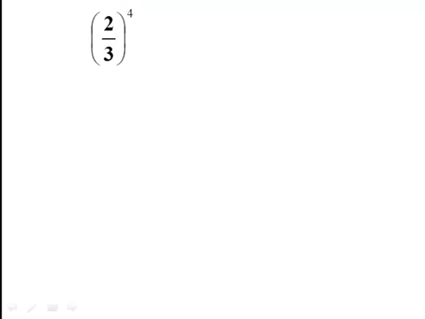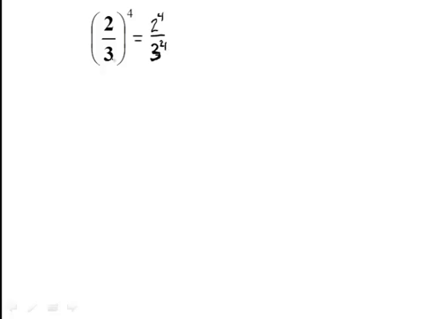2 thirds raised to the 4th power. We could write this out as 2 thirds times 2 thirds times 2 thirds times 2 thirds, or we can use the property we just talked about and distribute this 4 to each of the objects inside. And so that becomes 2 to the 4th over 3 to the 4th.